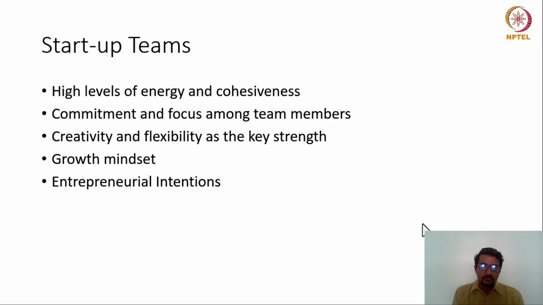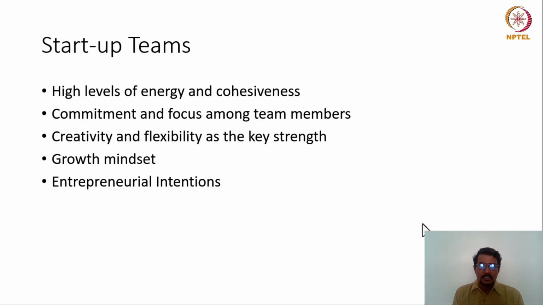In this chapter, we were looking at cross-cultural teams and startup teams. In the previous lecture, we started with what is a startup team and how is it different from other kinds of teams, and what are the paradoxes which are found in startup teams.